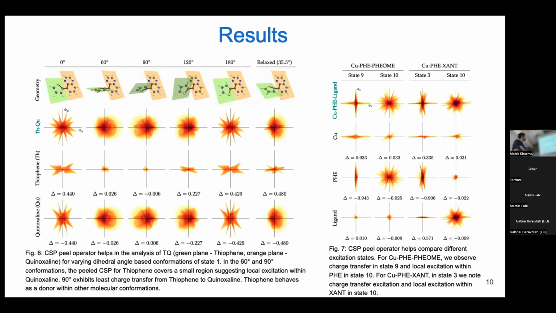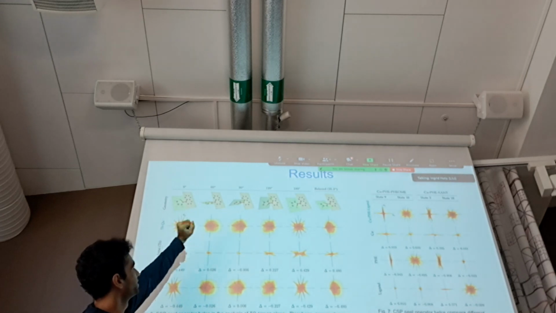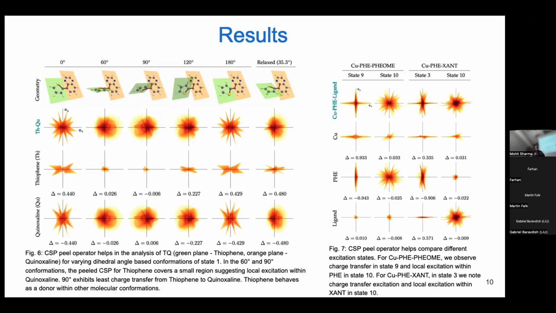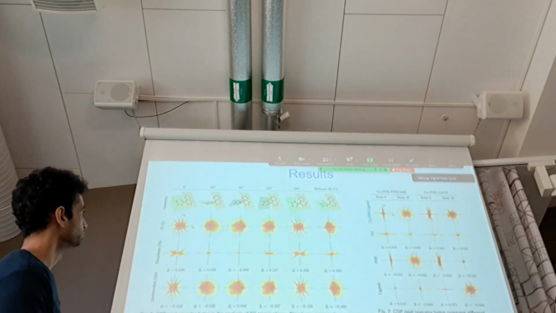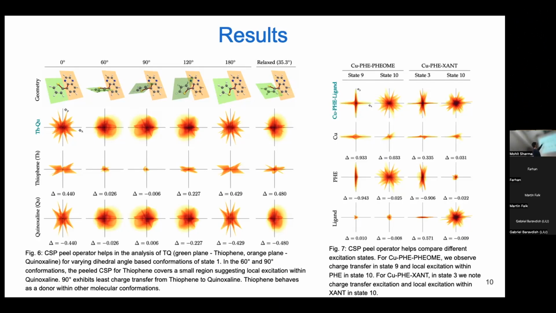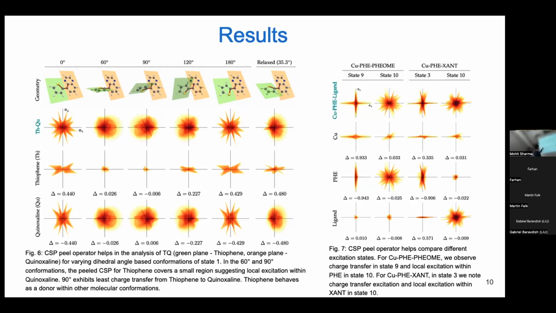Using these operators, first we studied thiophene quinoxaline's behavior with different geometries. By different geometries, I mean these are two subgroups. First is thiophene and second is quinoxaline. In the 0 degree configuration, the dihedral angle between the planes containing these subgroups is 0. Then we keep on changing the angle: 60, 90, 120, 180. What we found out was that the 0 degree and 180 degree conformations had almost similar CSPs, which was kind of expected because they are almost similar except for this yellow atom.